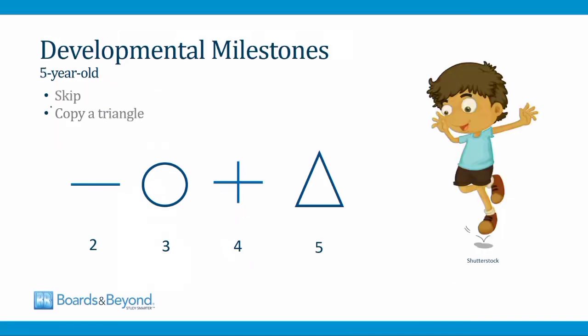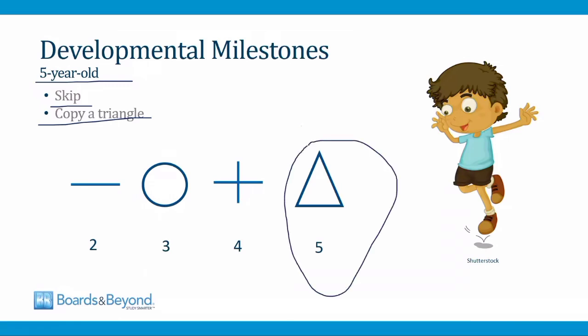And then lastly, 5-year-olds can skip. Skipping is an advanced motor function that requires lots of balance and strength, so that's something that doesn't happen until around 5 years of age. And 5-year-olds can copy a triangle. Triangles are some of the more complex objects that you can ask kids to copy, and that's what happens when children are 5 years old.